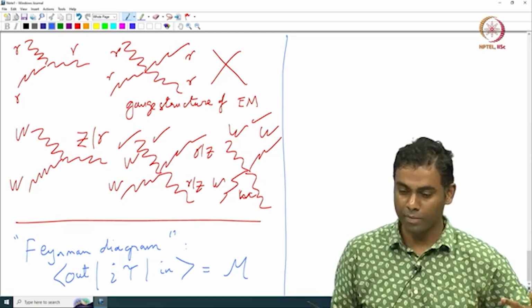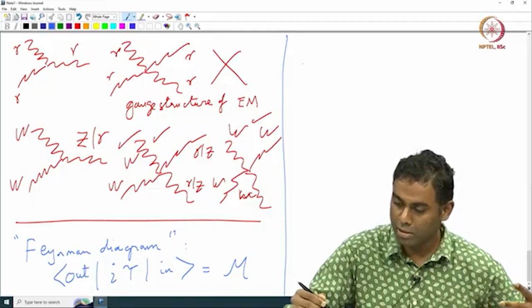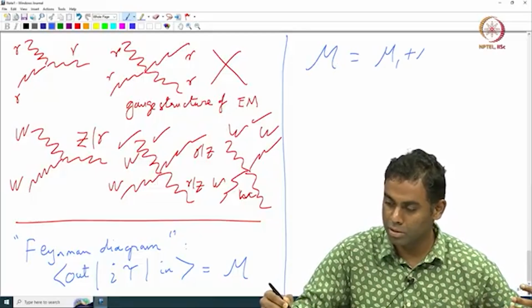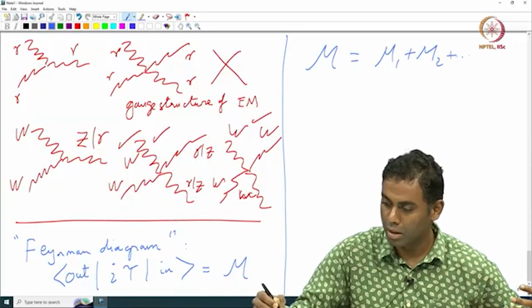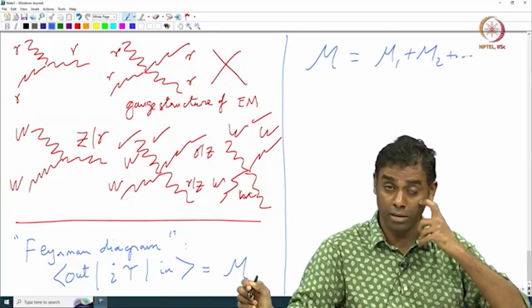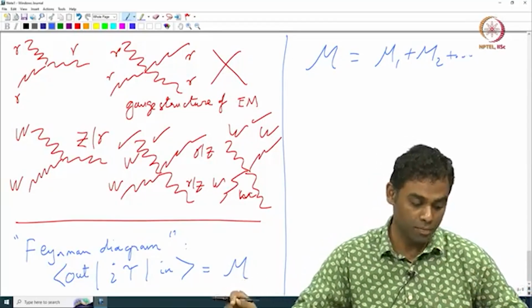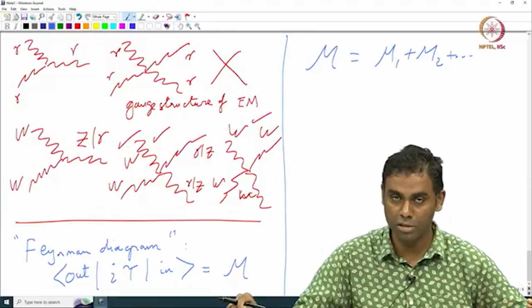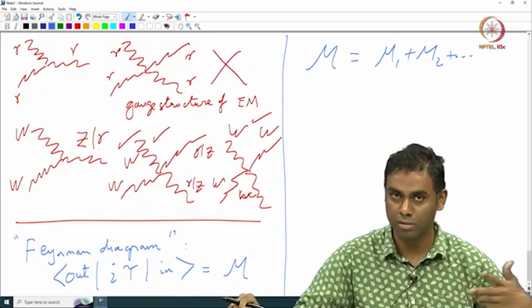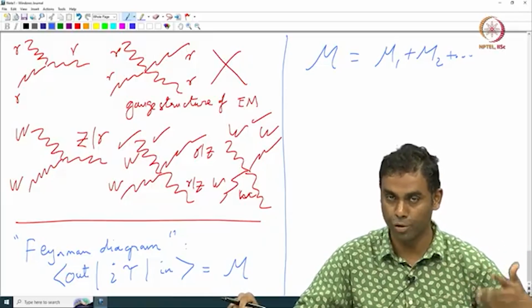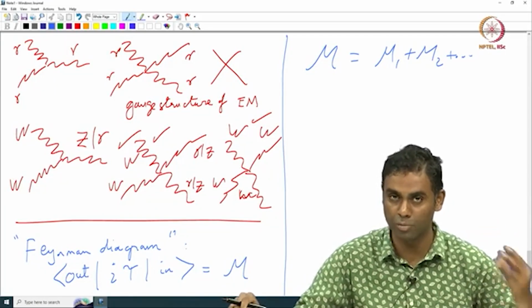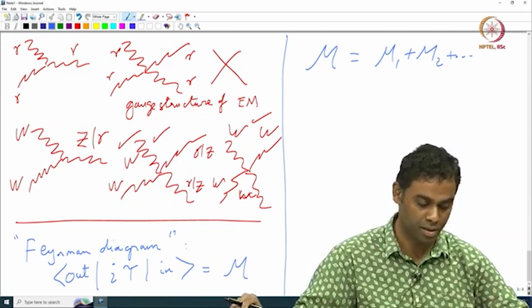Once I put it this way, we know that in quantum mechanics amplitudes add, correct. If there is more than one path, in the path integral, for instance, for something to happen, then you have to add up the probability amplitudes, correct. You do not add the probabilities, you add the probability amplitudes. That is the most basic thing about quantum mechanics, correct.